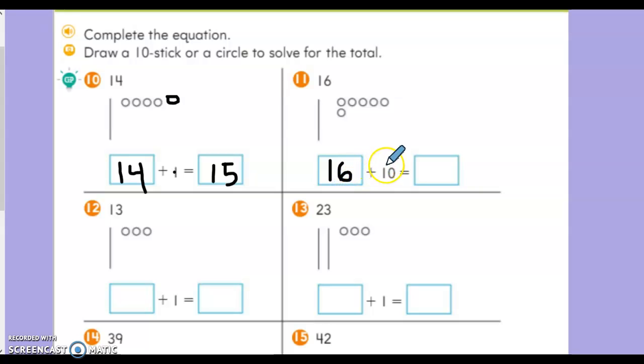Now what is it telling us to add? It says add a 10. So now we need to draw a 10 stick. Okay, so let's count this one out. Ready? 10, 20, 21, 22, 23, 24, 25, 26. Okay, can you see how that number changed? The number in the tens place changed from a 1 to a 2 because we added this 10 stick.